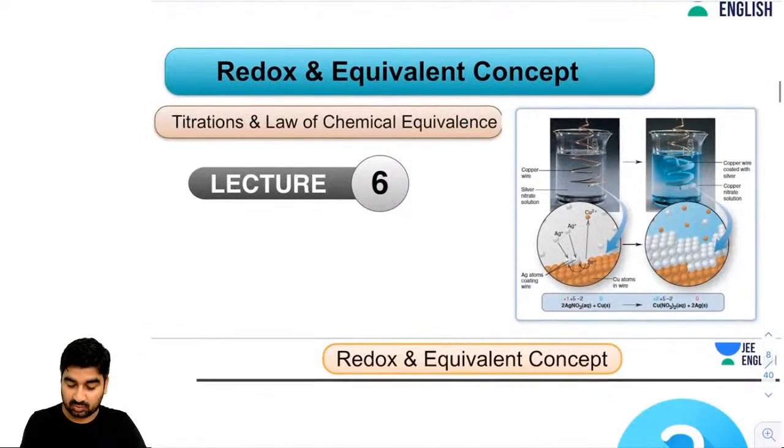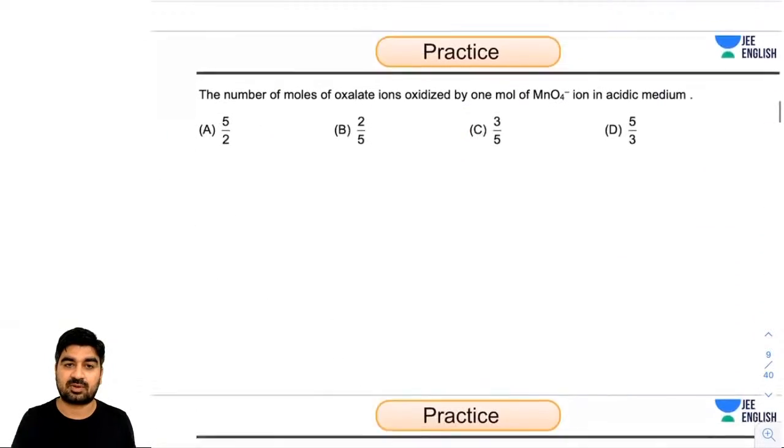So what are we going to do now? The redox and equivalent concept. Titrations we have already covered: the meaning of titration, types of titration, and the law of chemical equivalence. Today I will help you with the application part of redox, because I will teach you how to apply the law of chemical equivalence and how it is used in titrations. So guys, let's start with the first problem.